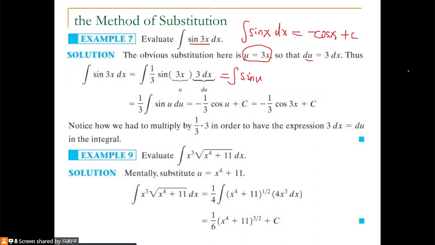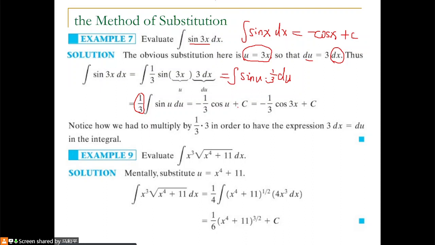And du is equal to 3 dx. So dx is 1 over 3 du. And we write 1 over 3 in front of this indefinite integral times sin u du. And the integral of sin u du is minus cosine u plus c.